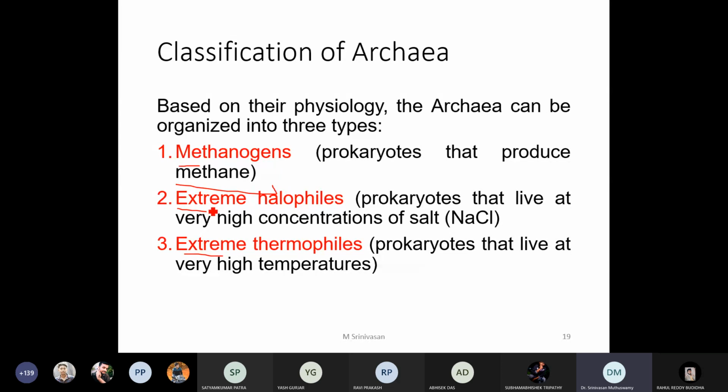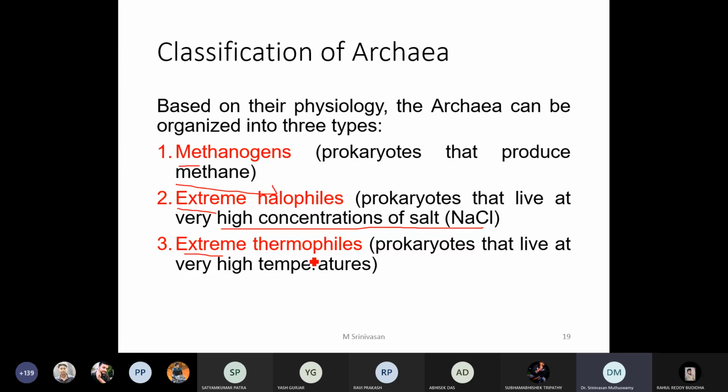Next, extreme halophiles. These are organisms which grow in very high concentrations of salt. In general we use salt as a preservative in preserving many items in our household, because an excess amount of salt can inhibit the growth of bacteria. But extreme halophiles are a group of bacteria which grow only in the presence of a high amount of salt. And extreme thermophiles are organisms which grow at very high temperature.